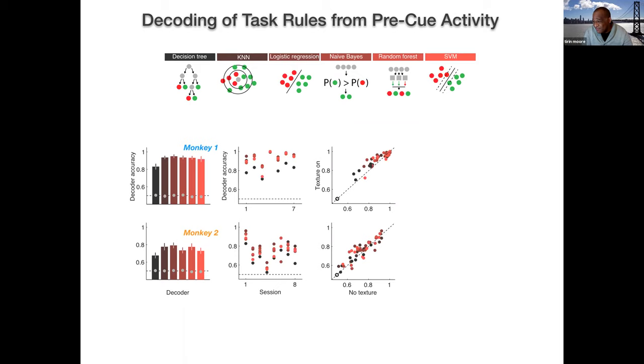And remarkably, we found that not only could each of the six decoders accurately classify the task well above chance, they could do so in every experimental session. Here we're looking at each decoder's performance across all of the experimental sessions in the two animals, collapsed across all sessions for each decoder. And then here we're looking at the performance of each decoder for each experimental day, based on just a single day's recordings. Regardless of the decoder we used, and just to remind you, each day there's activity from as few as 10 neurons to as many as about 25, that activity was sufficient to accurately classify the task rule in the pre-cue period.